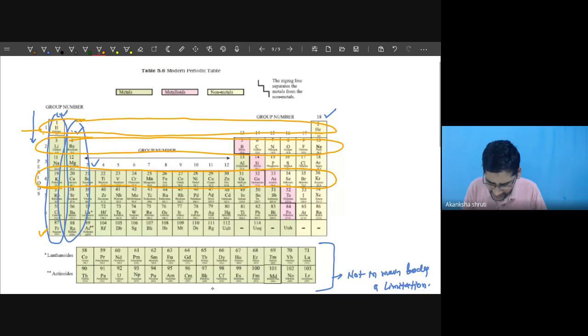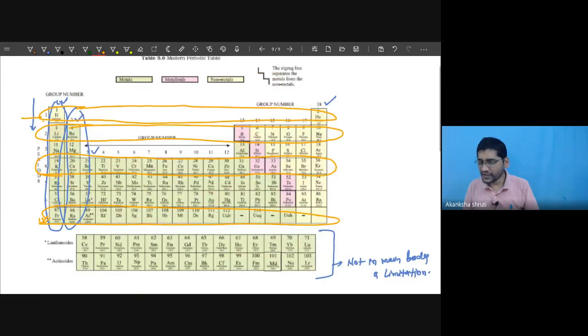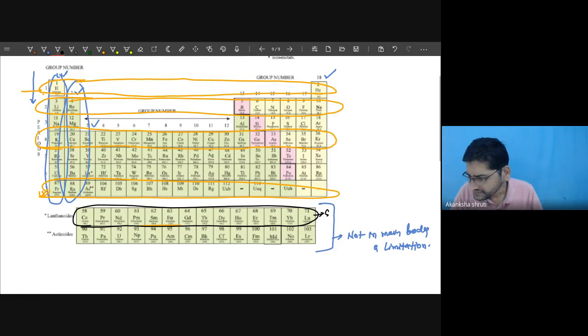So how many are total there? Total 7. It is this one. So there are 18 groups, 7 periods, and these two in this fashion are taken as a series. It is the series. So two series, one is called lanthanide series, another actinide series.